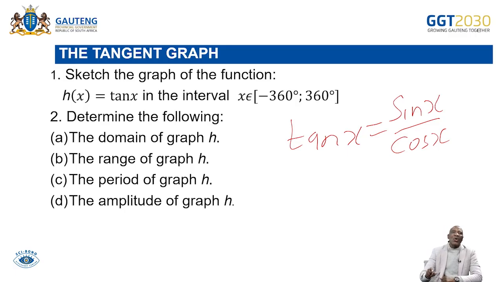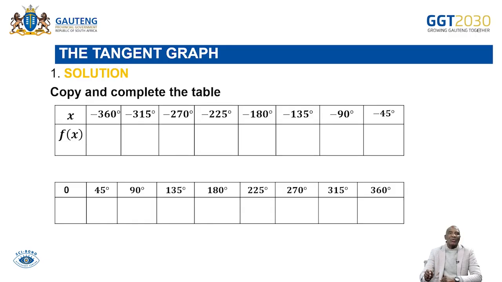Again, we would want to know the domain, the range, the period, and as well as the amplitude. So first things first, we are going to sketch our graph by completing the table first. Quickly complete that table for me. This time I'm going to give you a minute to complete that table. Completion of a table should be straightforward. And you'll realize this time around I'm moving at an interval of 45 degrees.